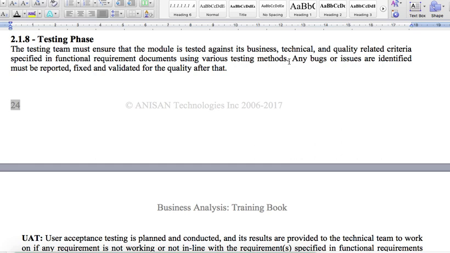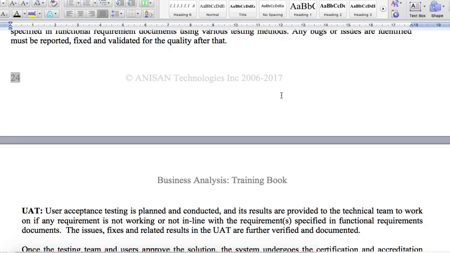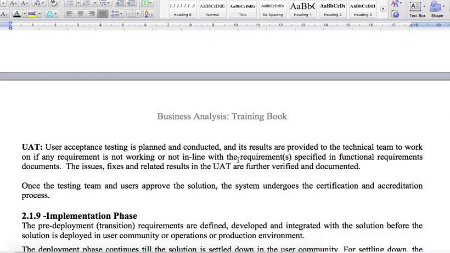Any bugs or issues identified must be reported, fixed and validated for quality after that. So if the testing team identifies any bugs or issues, they will make a list of them, and those are communicated to the development team, and the development team will fix them. The testing team will again test them, and once they are fixed and verified by the testing team, they will provide the sign off. That is important. This testing ensures that the solution is technically good.